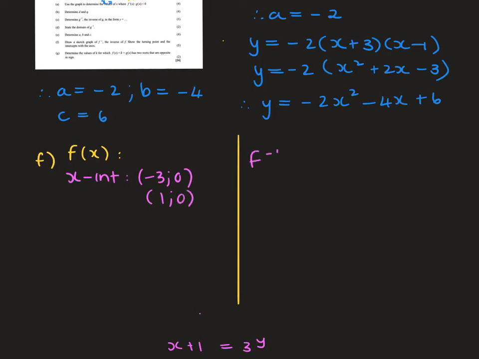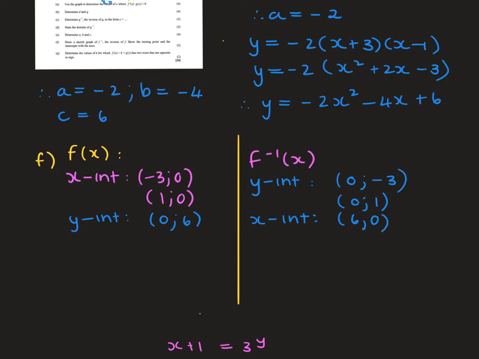When you compare this now to the inverse function, so switch x and y around, if the x-intercepts were (negative 3, 0) and (1, 0), these will now become the y-intercepts for your inverse function. So it's going to be at (0, negative 3) and (0, 1). If I look at the y-intercept on my original graph, on the parabola, which was at 6, this now becomes the x-intercept on the inverse function, and we swap that coordinate around. The third thing we need to consider is the turning point.